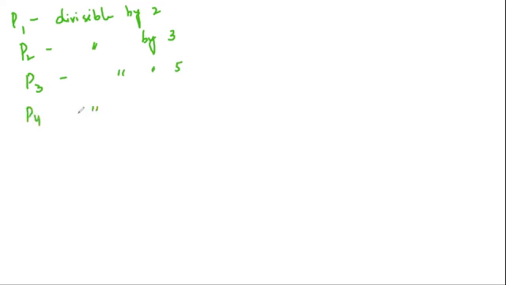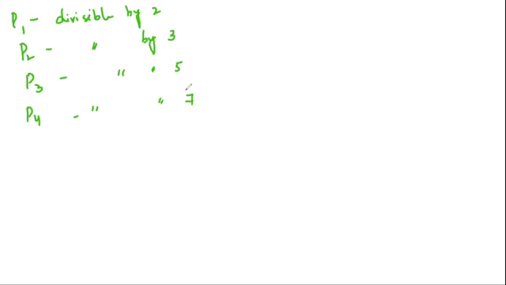Let P1 be the property that an integer is divisible by 2. P1 is the property divisibility by 2. What is it satisfying? Divisible by 2. Similarly, P2 is the property divisible by 3. P3 is the property divisible by 5. And P4 is the property that it is divisible by 7.